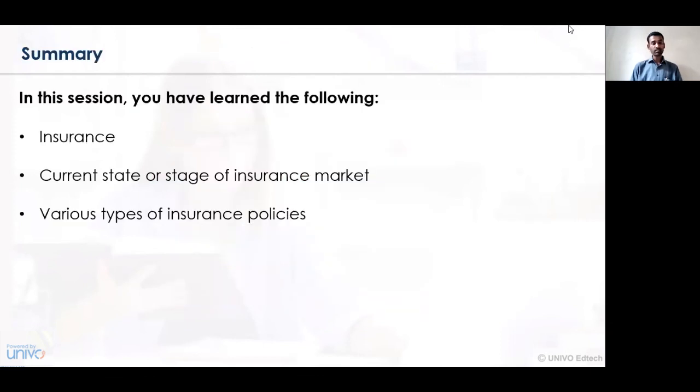So now let's summarize what we have learned today. In this session, we have learned the following concepts: what we mean by insurance and what the various types of insurance are. We have also seen the current state of the insurance industry and market in the Indian economy, the various regulatory authorities and players in the Indian market, and lastly, the various types of insurance policies.